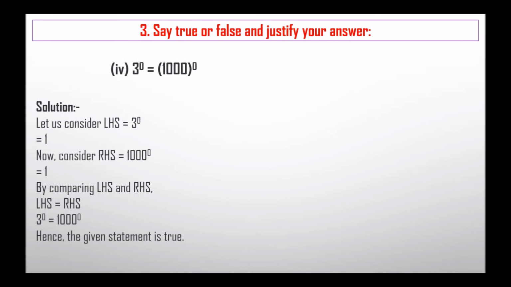3 raised to 0 equals 1000 raised to 0. Now 3 raised to 0 is 1 and 1000 raised to 0 is also 1. So LHS and RHS both are equal. So this statement is true.